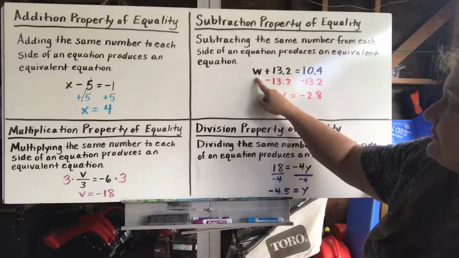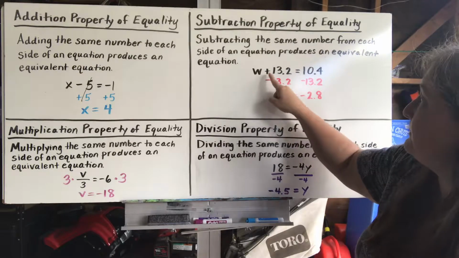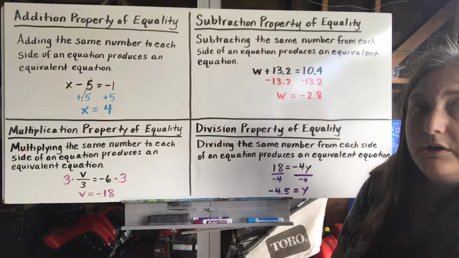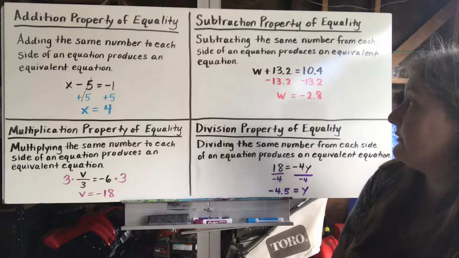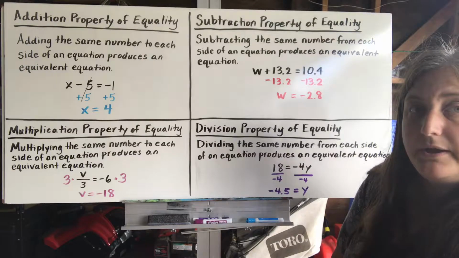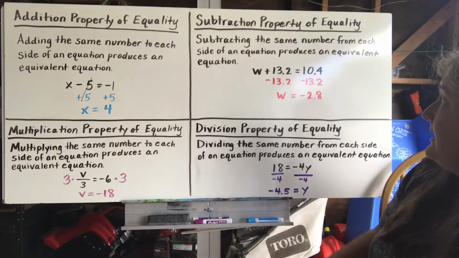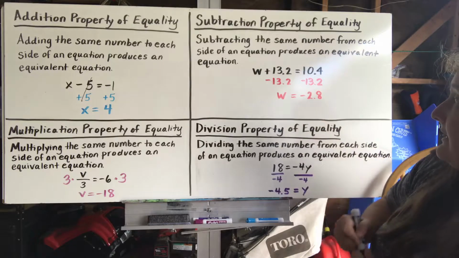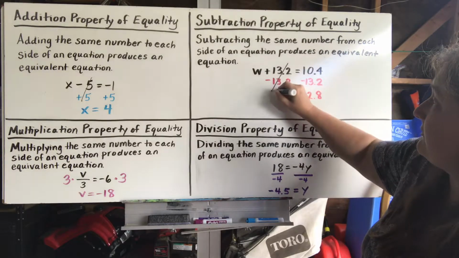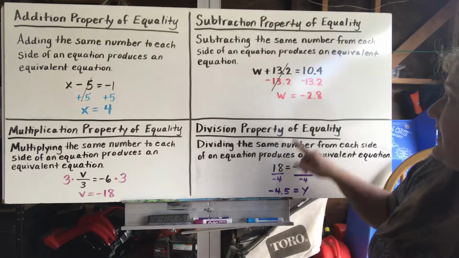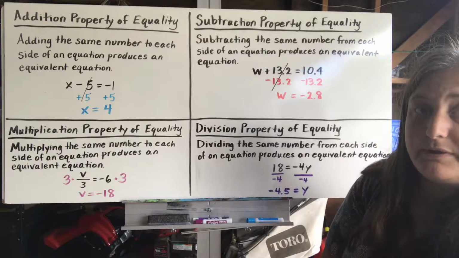So if I'm solving here for w, I currently have w plus 13.2. So I need w by itself. I have to get rid of the plus 13.2. The inverse operation to addition is subtraction. So I'm going to subtract 13.2 from each side. And I get w on this side after the plus and minus 13.2 cancel out. And on this side I'm left with negative 2 and 8/10.